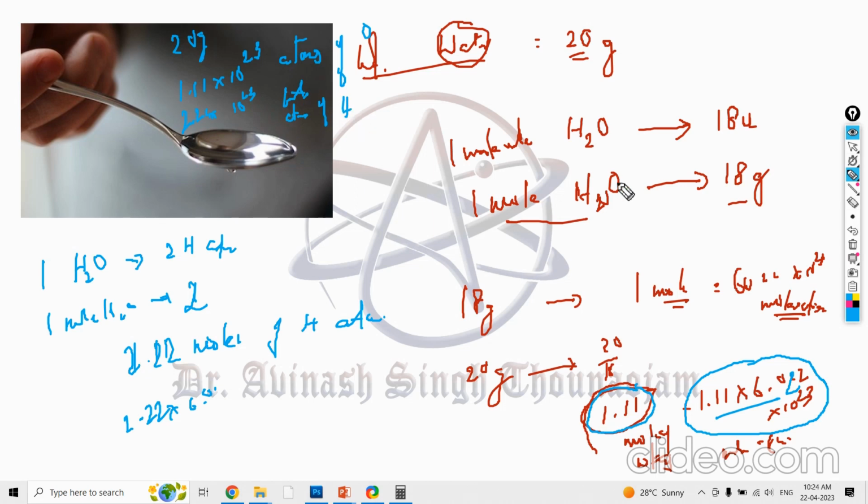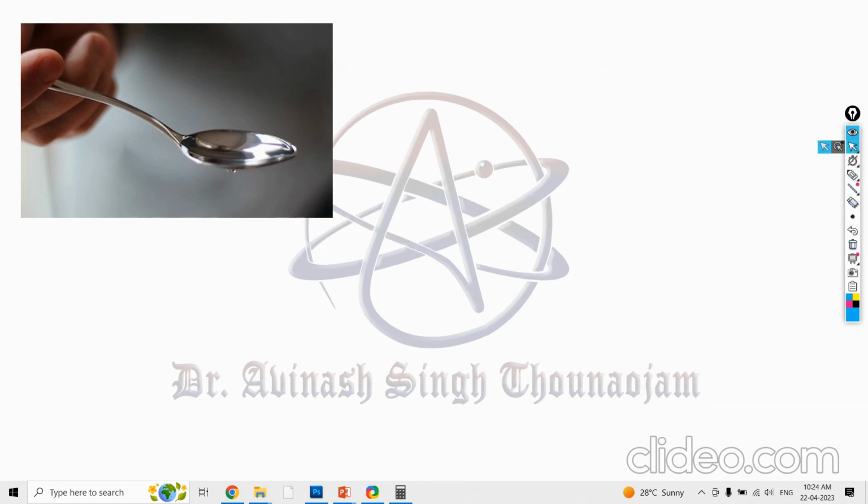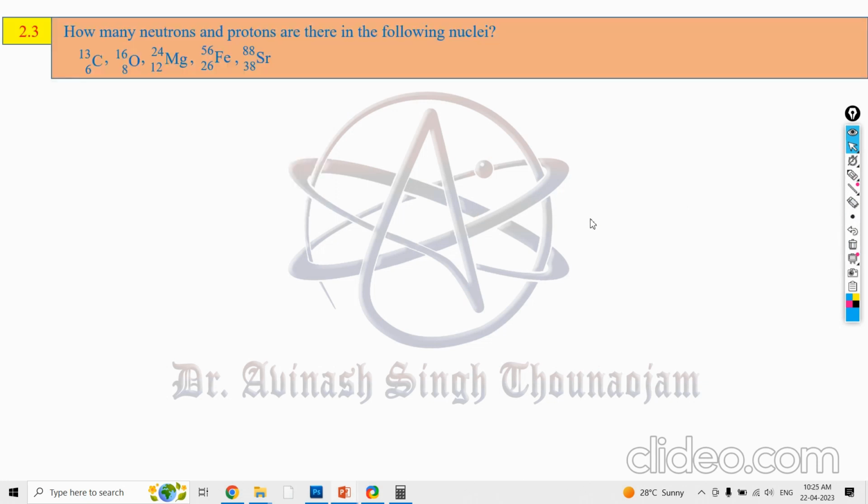Now let's try to solve some questions which are given behind in your book. Okay. Now this is from chapter 2, but we have already done this, so let's try to solve this. How many neutrons and protons are there in the following nuclei?